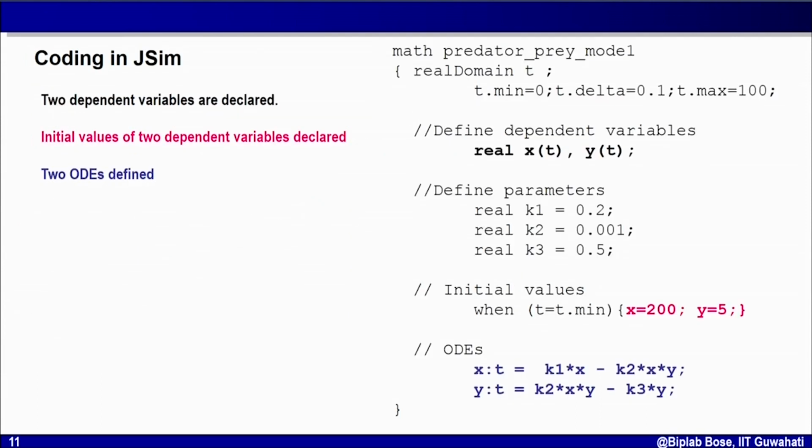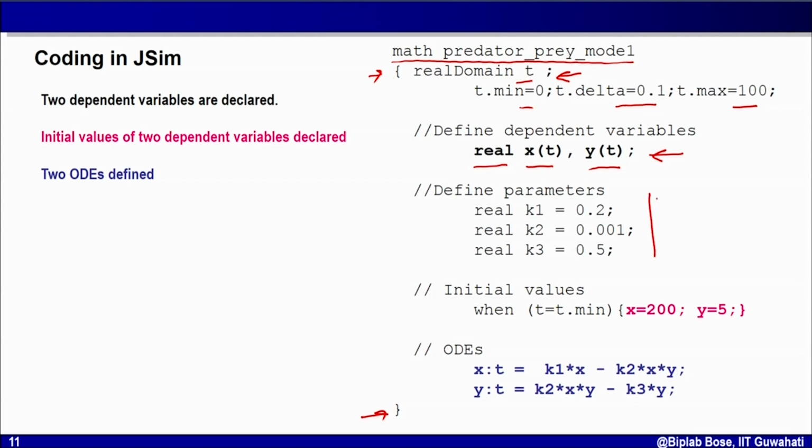Here I have coded it. The first thing is math predator prey model. So name of my model is predator_prey_model, and I have told this is the top component and this is a math type. I have put everything else within this curly bracket, and then I have defined time as the independent variable, its minimum value, maximum value, and delta is defined. I have two dependent variables, x and y. Both of them depend upon time. So x(t), y(t), both of them are real.